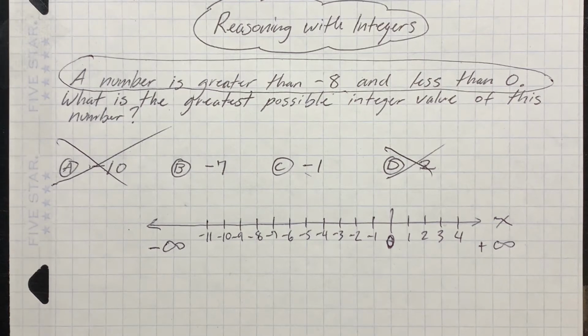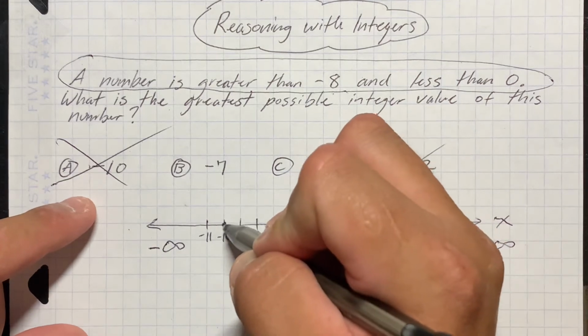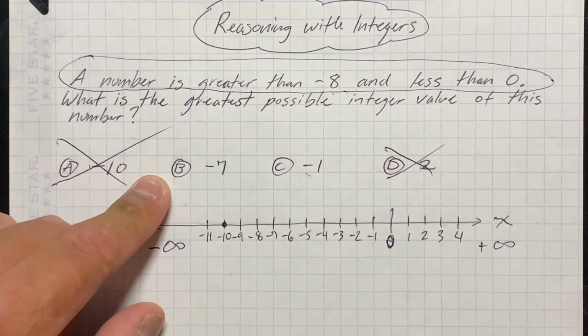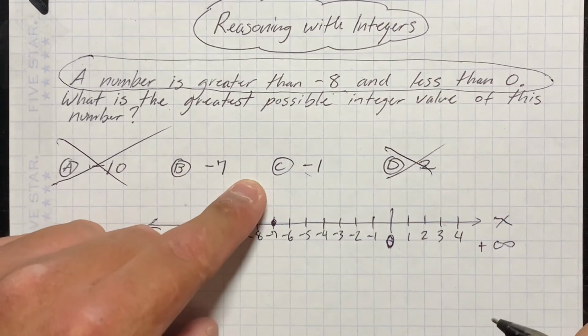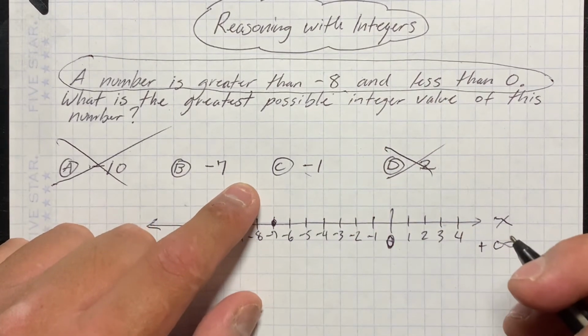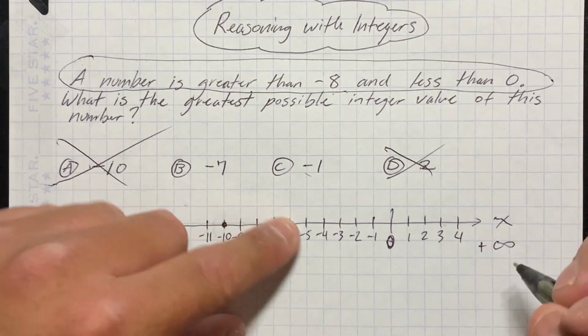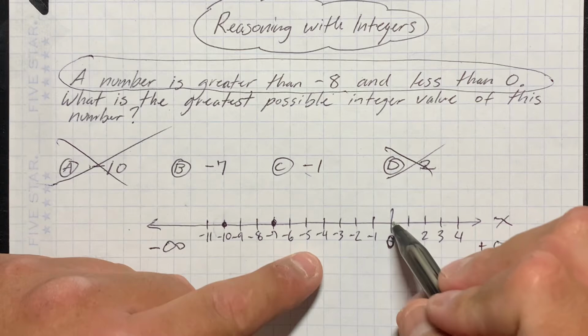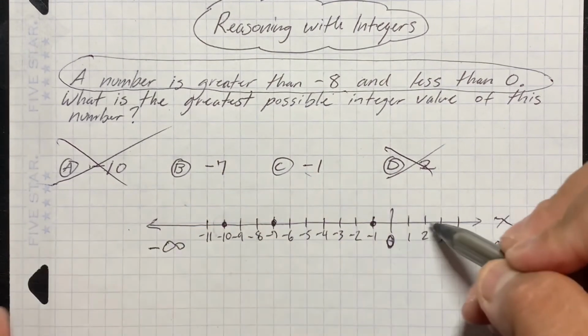All right, so from there, let's plot these. I'm just going to go ahead and plot -10 here. So here's -10. I'm going to plot that there, graph it. There's -7. I'm going to plot it there. Here's the origin. We're going to plot -1 right here, and then +2 right here.